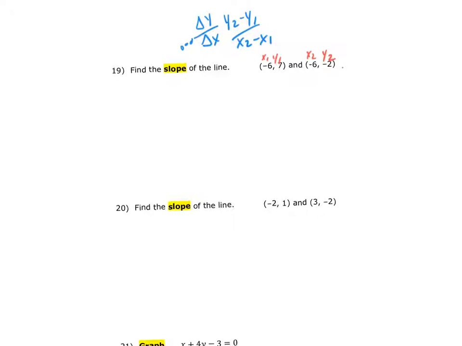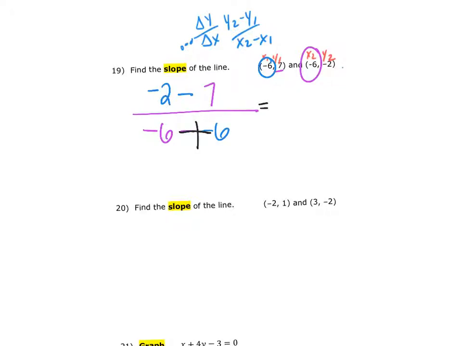y2 is negative 2. So please, this is the part that I worry about for you guys. I worry that you're going to lose the negatives and the sign rules. So when you write these things out, don't just write them quickly. Be mindful as you're writing them. I'm doing y2, which is negative 2, so negative 2 minus 7, which is y1, over x2, which is negative 6, minus, and then I say negative 6. This is going to create this bottom to be a positive.